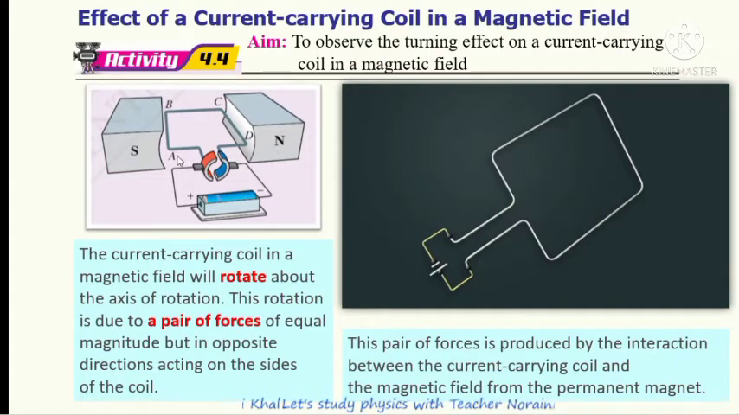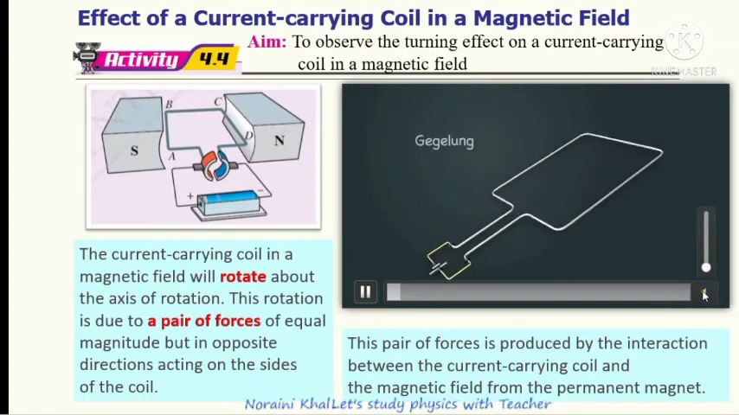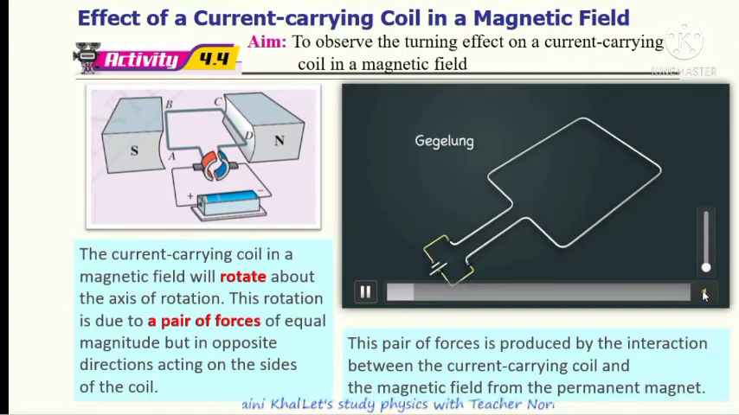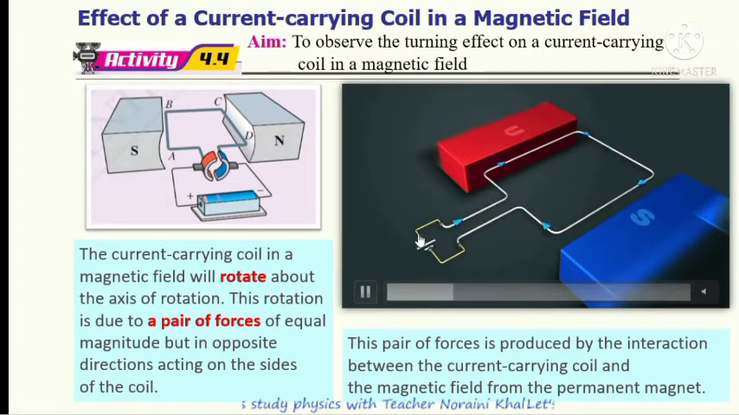So you can see the coil here is coil ABCD. In this case, we want to observe what happens to the coil. Let's watch this video. So this is a coil of wire that is connected to a DC power supply or a dry cell. This is a coil placed in the magnetic field of permanent magnet. You can see the current flows from positive to negative.